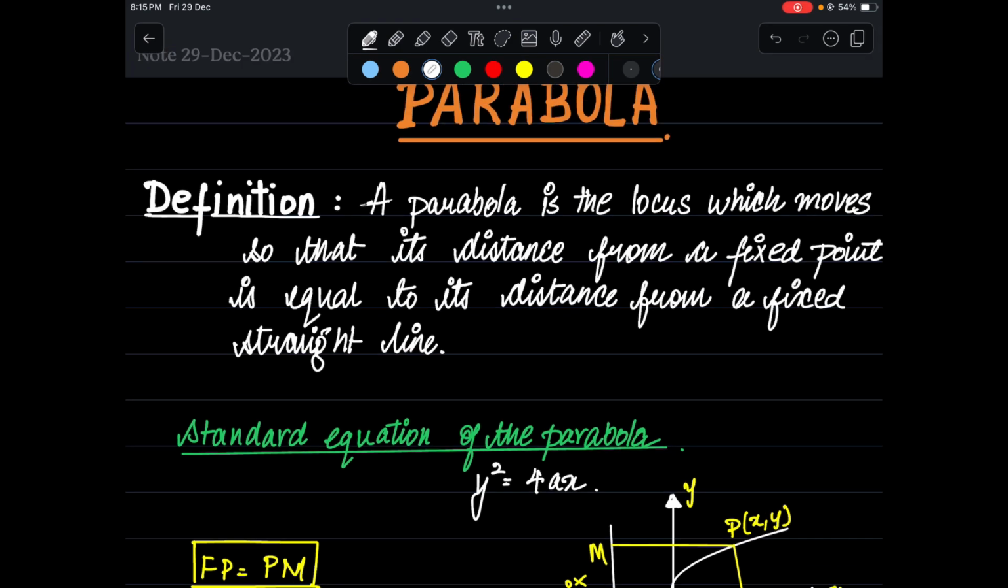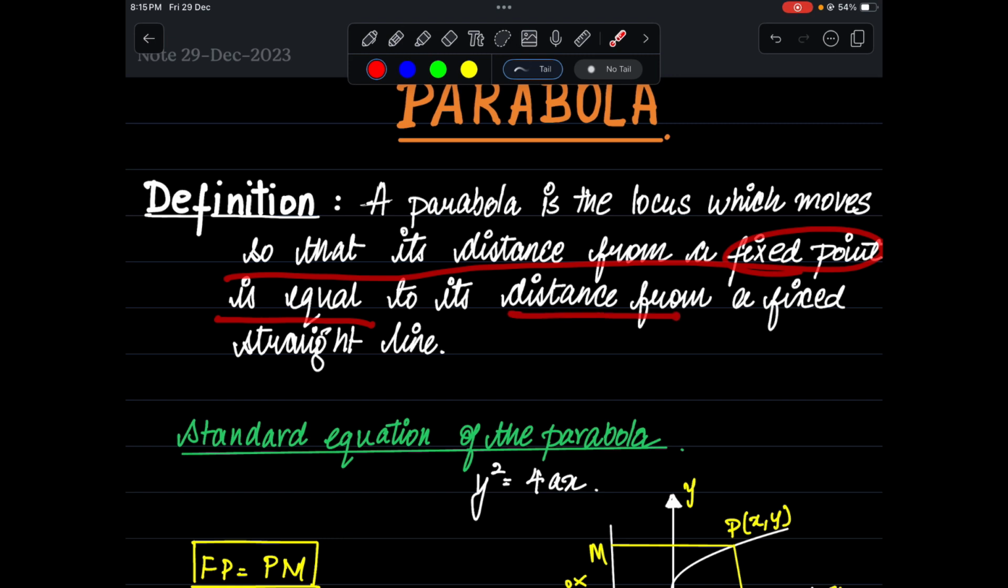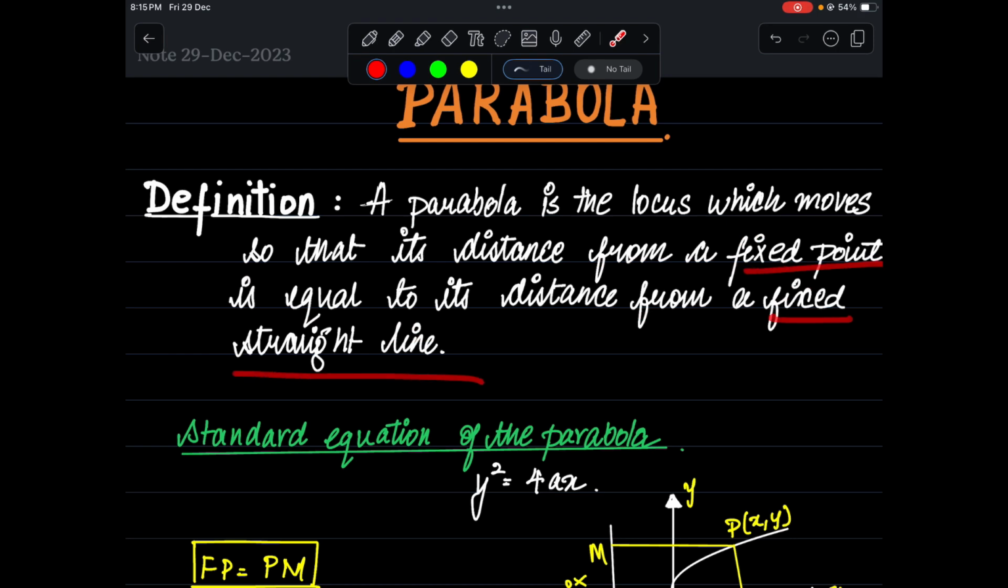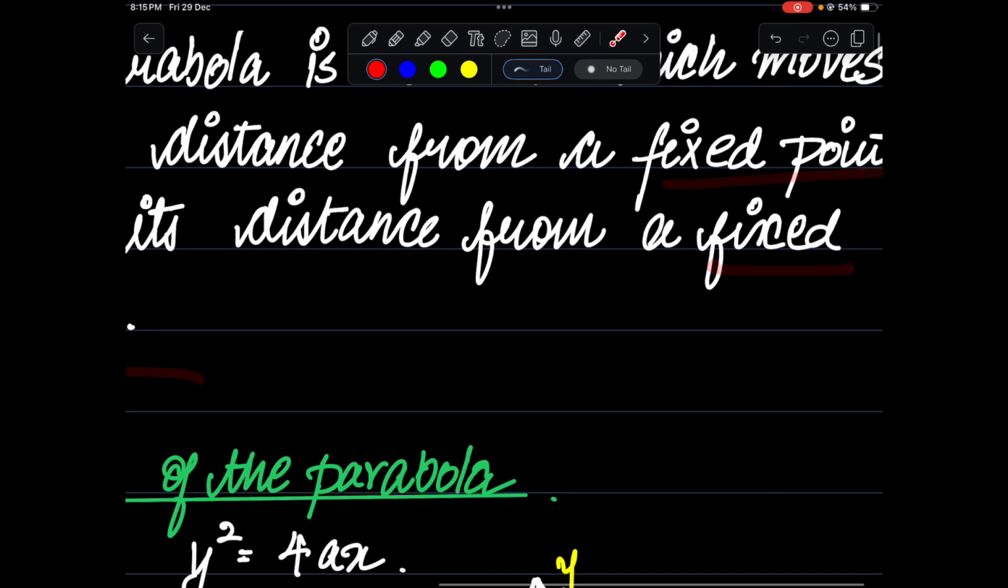So a parabola is the locus which moves so that its distance from a fixed point is equal to its distance from a fixed line. So there are two terms that we can see, fixed point and fixed line. To represent it, let me just show you. Consider this is the fixed line that you have and this is a fixed point.